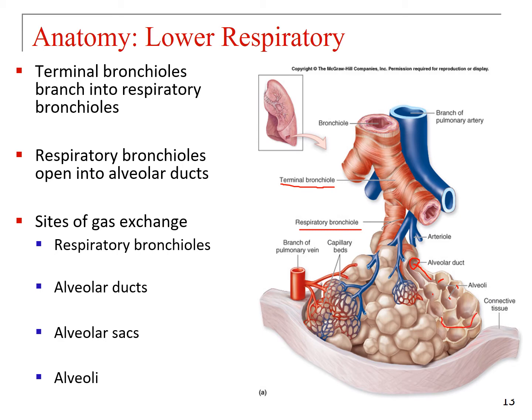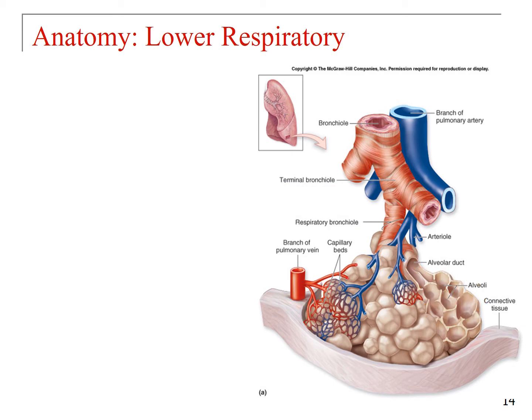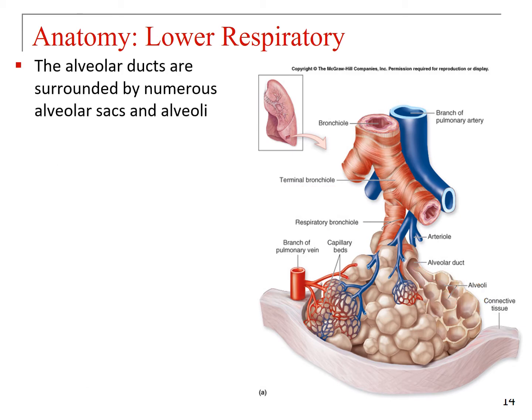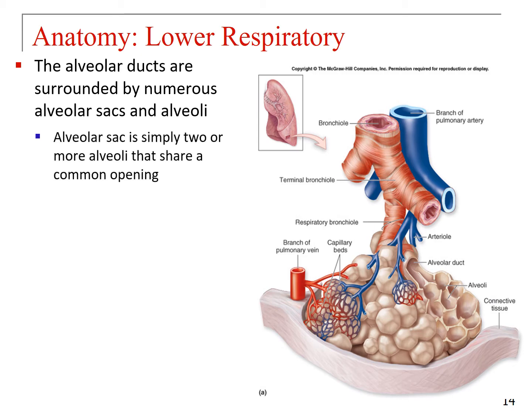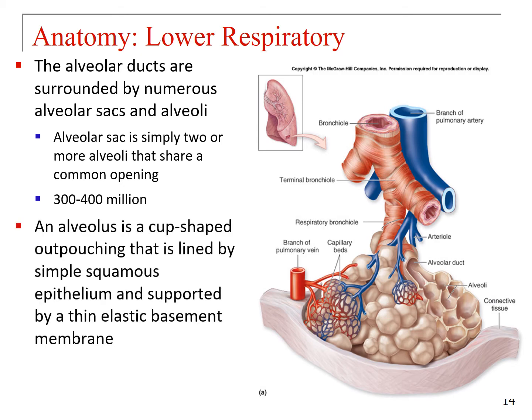It's basically a cluster of alveoli sort of surrounding a central area. That's what you're going to call an overall alveolar sac, and you can see the individual alveoli here, say here, and here, and I'm not going to try to draw too much more with this mouse because we all know how bad I am at it by now. Okay, so the alveolar ducts, again, they're surrounded by a lot of alveolar sacs and alveoli, and an alveolar sac is just two or more alveoli that share a common opening. Now you've got 300 to 400 million alveoli in each lung.